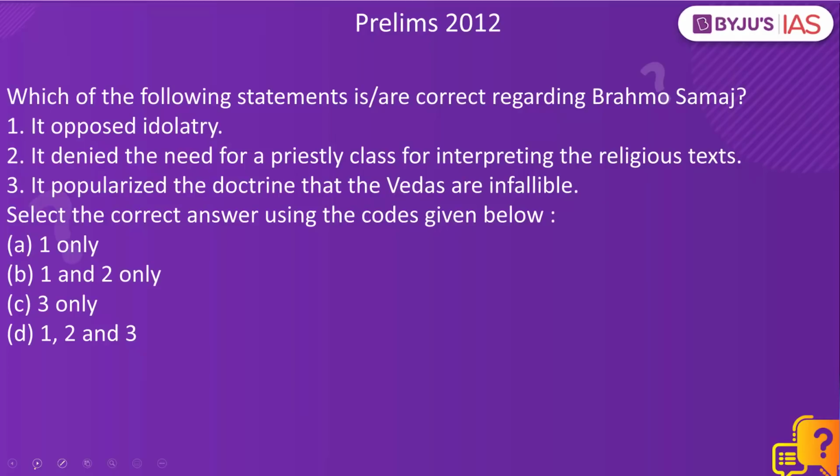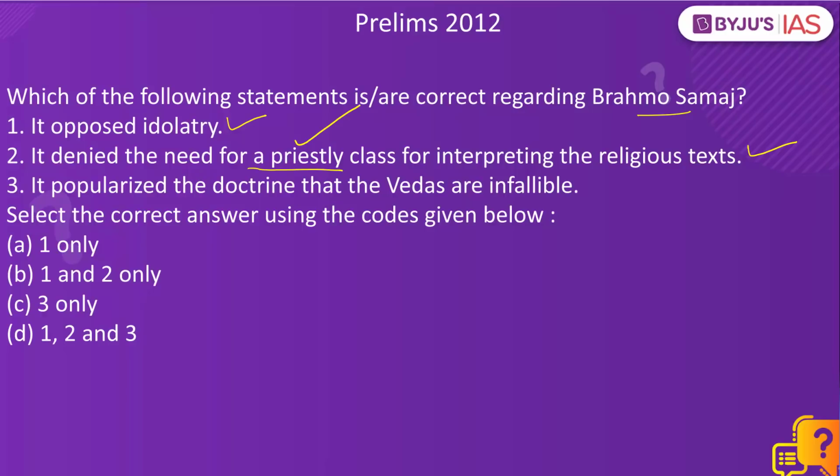Let's look at a previous year's question paper, Prelims 2012. Which of the following statements is or are correct regarding the Brahmo Samaj of Raja Ram Mohan Roy, who is also known as the father of modern India? Brahmo Samaj opposed idolatry, opposed idol worship. This statement is correct. It denied the need for a priestly class for interpreting the religious texts, because Brahmo Samaj propounded that individuals can use their own intelligence, their own rationality, to interpret religious texts. We don't need the priestly class.